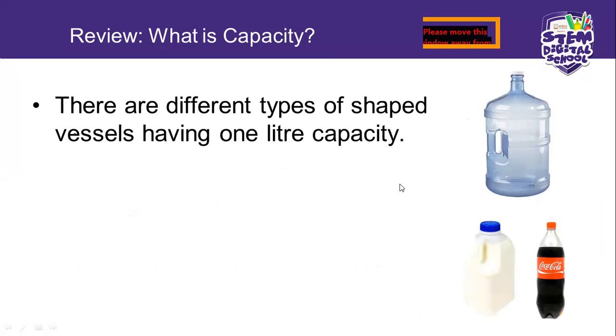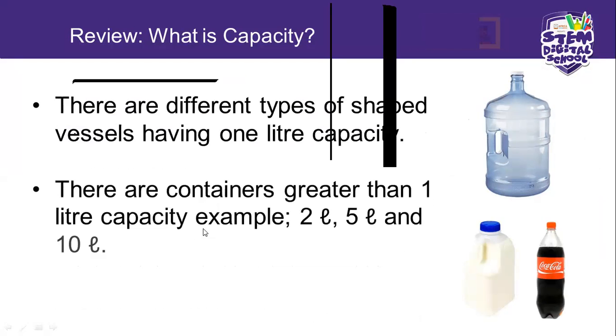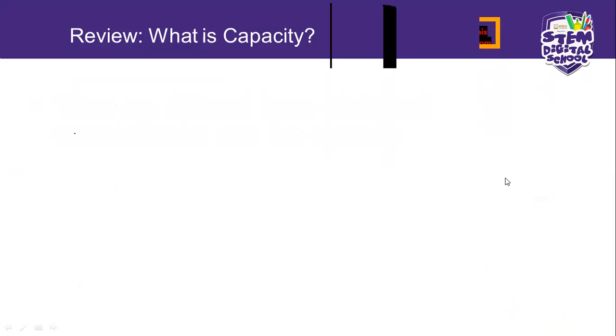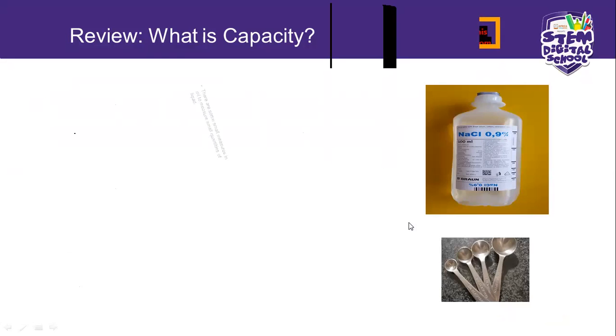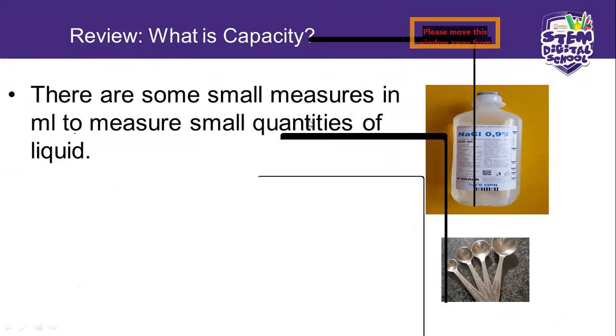There are different types of shaped vessels having 1 liter capacity, and then others, there are containers which are greater than 1 liter. For example, you can have a 2-liter bottle, 5-liter bottle, even a 10-liter bottle or more. Let's see. We also have some small measures in milliliters, which measure small quantities. There we have 500 milliliters.